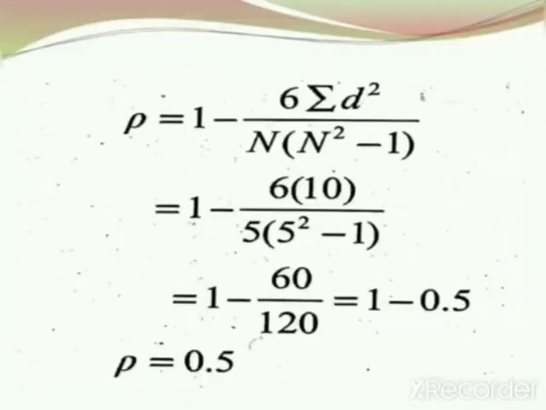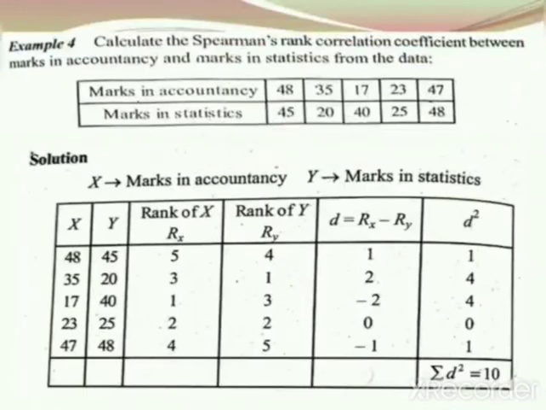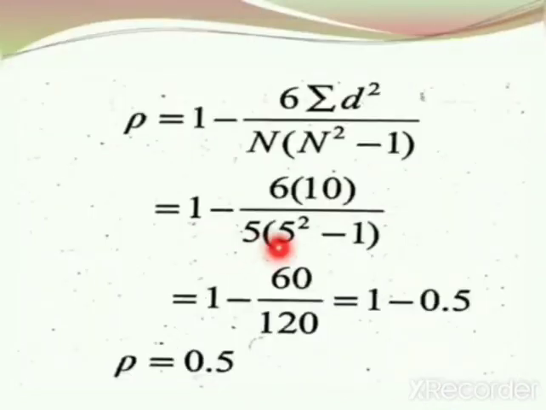Now you have to substitute into the formula. 1 minus 6 of summation D square, which is 10, divided by the given n value. There are 5 data points given, so n is equal to 5. So 5 of 5 square minus 1, which is 1 minus 60 divided by 120. If we solve this, you will get 0.5. So your rank correlation is equal to 0.5 for this problem also.